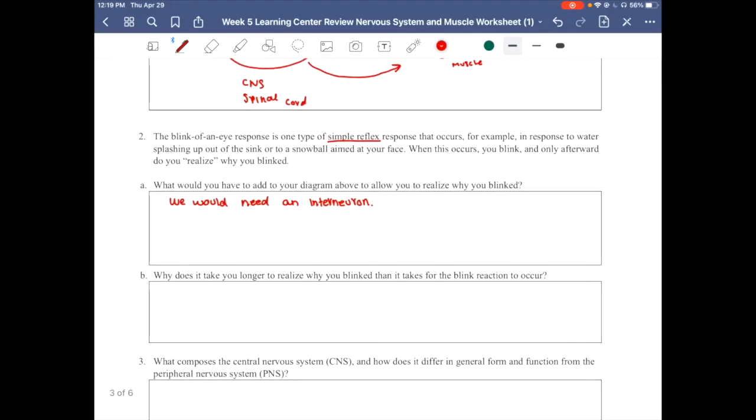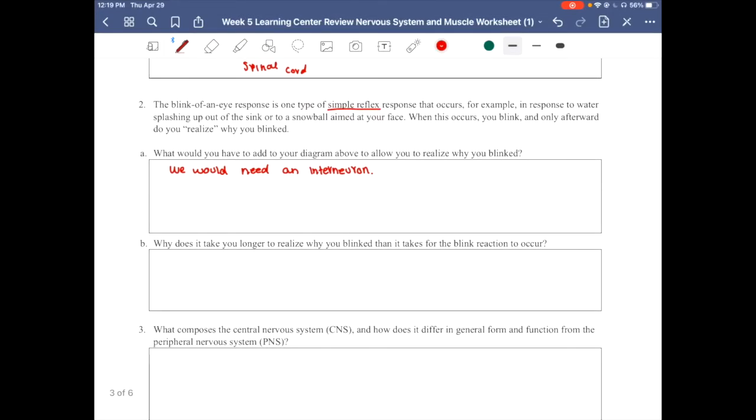All right, and then the next question is why does it take longer to realize you've blinked than it takes for the blinking reaction to occur? So just blinking without thinking about it, that's going to be your simple reflex. Your simple reflex, like it says in the name, is pretty simple. It doesn't have an inner neuron, which allows for the reaction to occur a lot faster. Whereas realizing it requires a process of thinking, right? And that's going to require inner neurons and it's going to take a lot longer.